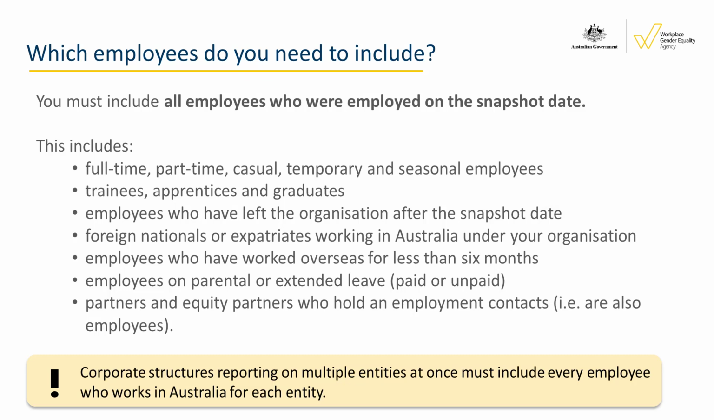And in partnership structures, you must include any partner who holds an employment contract. If you are a corporate structure reporting on multiple entities at once, you must include every employee who works in Australia for each entity on the snapshot date.